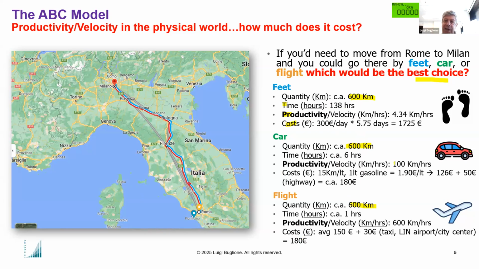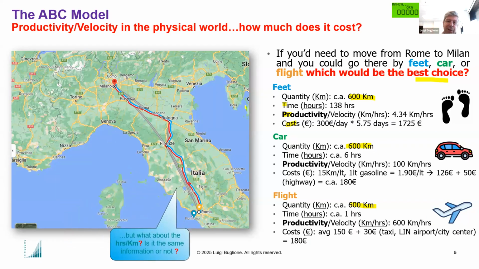So there is not an absolute best choice. It depends on the criteria for prioritizing your choice. That can be the time needed for coming from Rome to Milan: 1 hour, okay, the flight could be the best choice, but also the cost to be covered can be another driver, or both of them. So it depends.